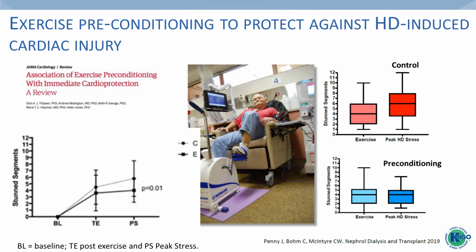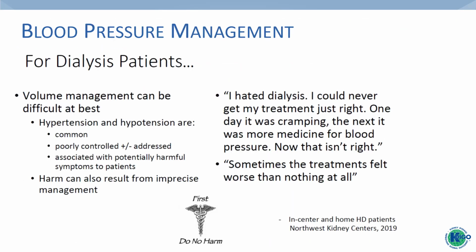And this looks at exercise to protect against this stunning in the heart, these regional wall motion abnormalities. So this is the control period. You can see here there's an increased estimate of these regional wall motion abnormalities in the control, which is reduced significantly if a patient has exercised before dialysis and during the dialytic procedure.